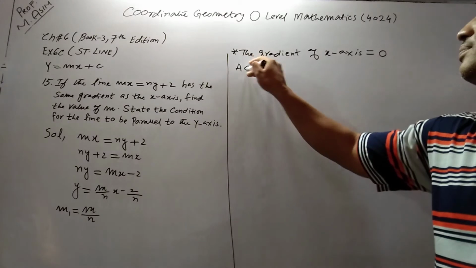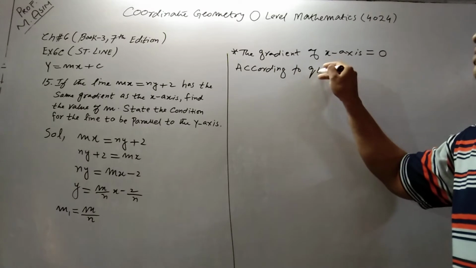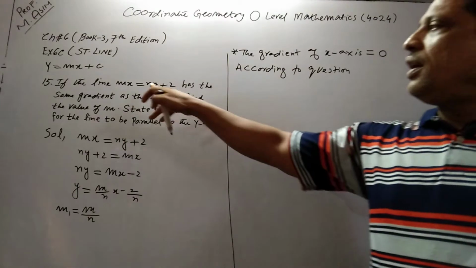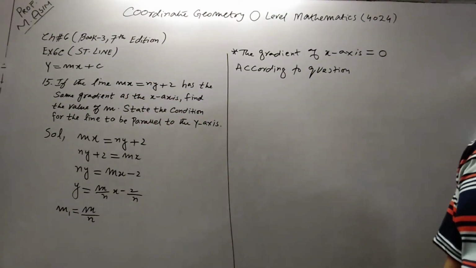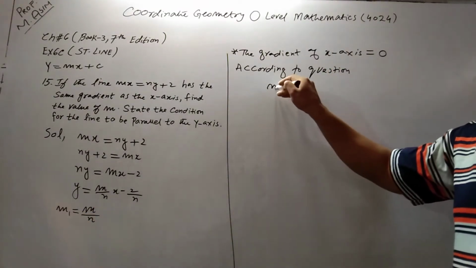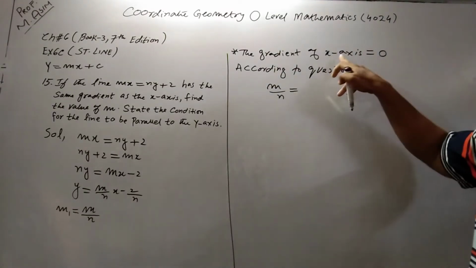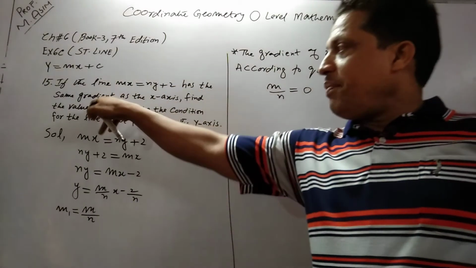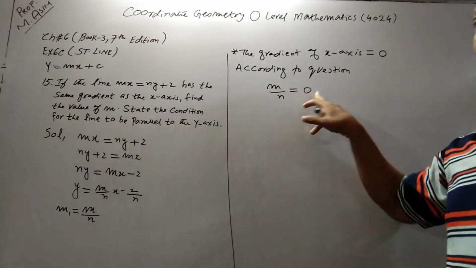Then according to the question, if the line has the same gradient as the x-axis, what is the gradient of the given line m1, which is m upon n, is equal to, what is the gradient of the x-axis? It is 0. Has the same gradient means both gradients are equal to each other. So m/n = 0.